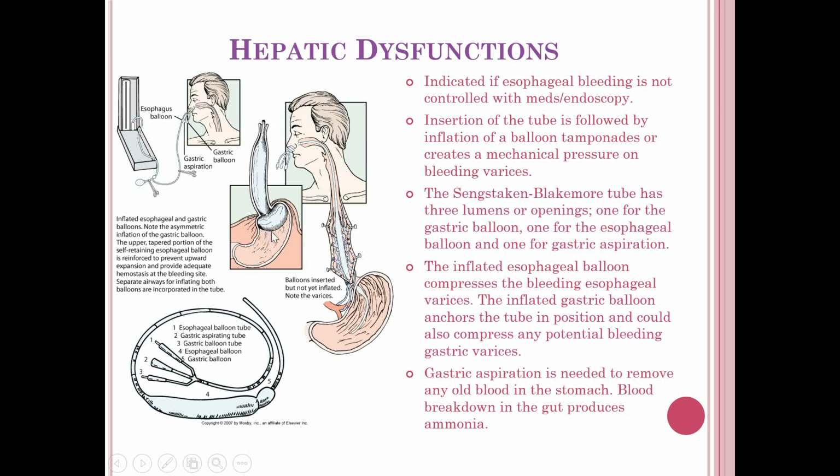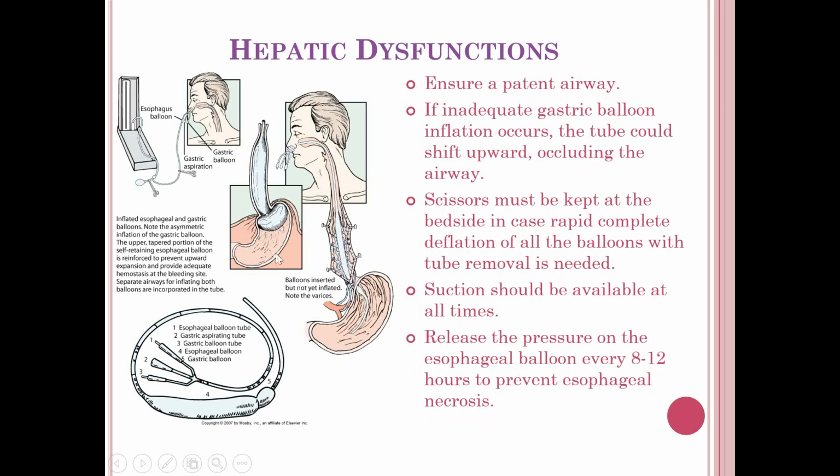Now the problem can be that if for some reason there is a leakage out of the gastric balloon and it deflates, then this balloon can shift, which can cause airway occlusion. And because there is so much air and fluid put in this tube, we usually have a pair of scissors at the bedside so that we can just cut it if we need to remove it quickly.